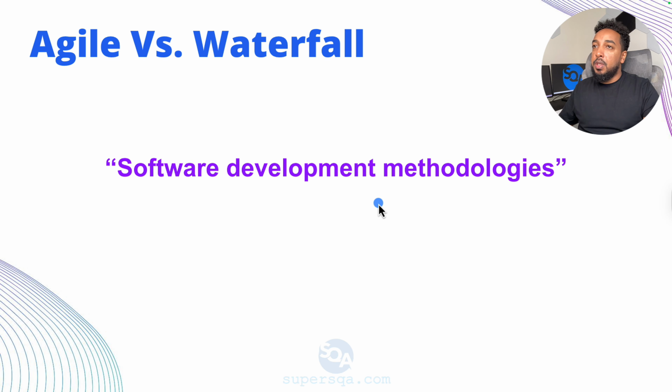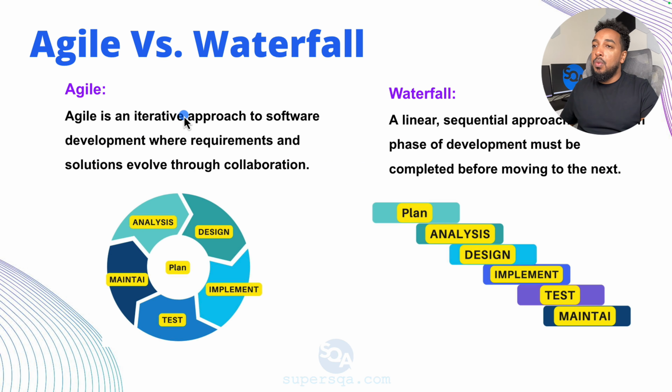So software development methodologies: Agile and Waterfall. When we talk about SDLC, there are two major kinds of methodologies, Agile and Waterfall. You're going to hear the word Agile a lot, especially when you're looking at job posts. You'll see that you have to be comfortable with an Agile environment. So what does that mean? What is the difference? Agile is an iterative approach to software development where requirements and solutions evolve through collaboration, as opposed to Waterfall, which is a linear sequential approach where each phase of the development must complete before moving to the next.